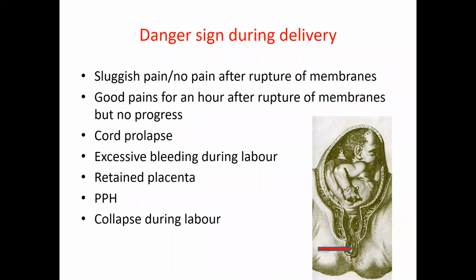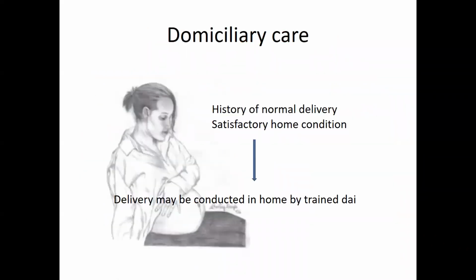Sluggish pain or no pain after rupture of the membranes, good pains for an hour after rupture of the membranes, cord prolapse, excessive bleeding during the labor, retained placenta, PPH, and collapse during the labor. So these are all very important. Okay, domiciliary care.